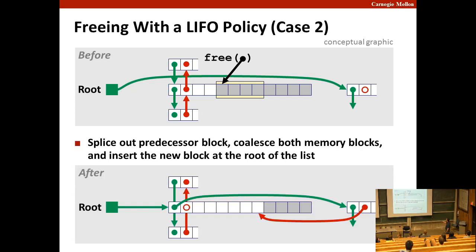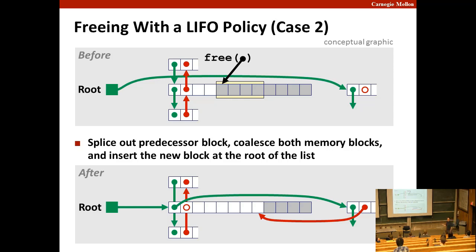What about in this case? Well, here you can see the list, block, block, block. My next pointers, my previous pointers. Okay. The user calls free. Okay. Splice out the predecessor block. Coalesce both memory blocks. And insert the new block after, at the root of the list. This is a LIFO policy, meaning frees always go at the head. It's stacked. Okay. So I coalesce, and then I put it at the head.